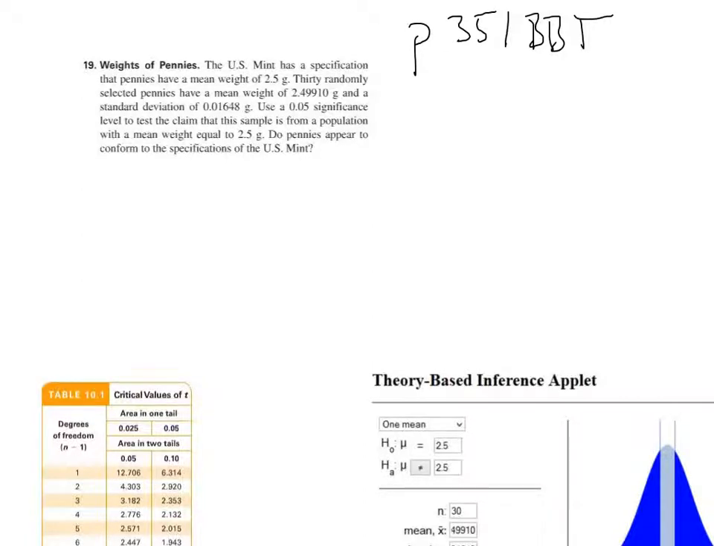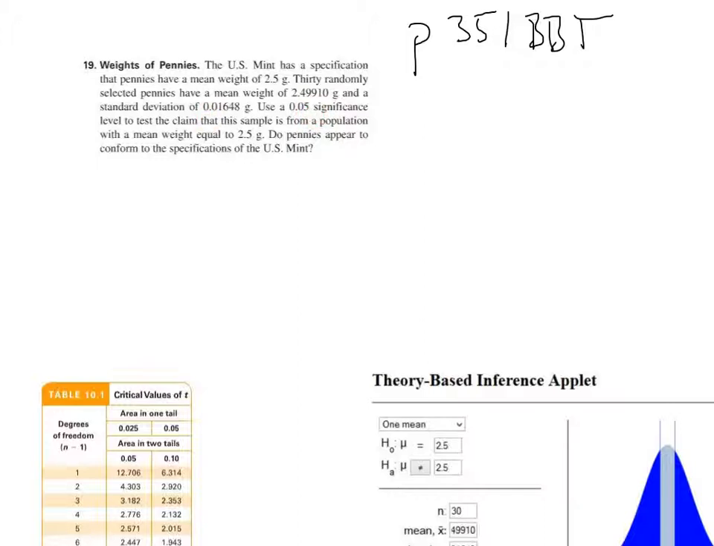So here's to help you understand what it means to reject the null hypothesis. We've got some pennies. We know pennies are supposed to have an average weight of 2.5 grams. They went out and did 30 random pennies, and the average of those 30 pennies was given along with a standard deviation.